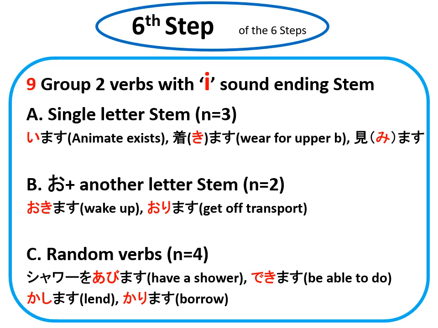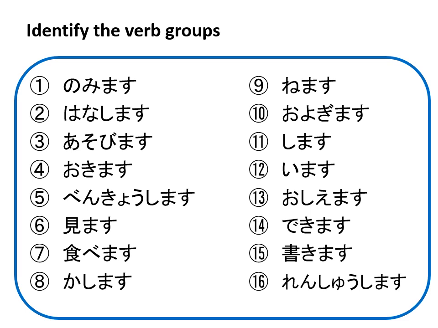Okay. So let's start a bit of a revision. Okay. So there are 16 verbs right here. Can you identify the Japanese verb groups? Okay, you can now pause for a while until you finish identifying verb groups. Okay, let's check your answer.